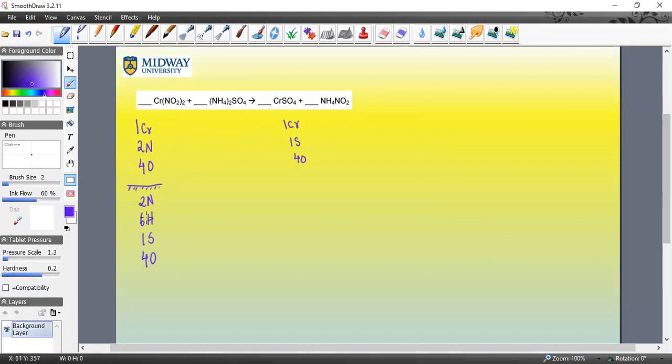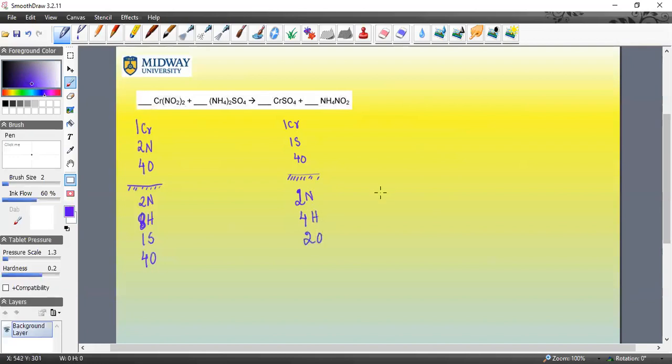Okay, I think I've made a mistake here. This should have been 8 hydrogens. Okay, because there's 4 times 2. Okay, so that's your upper tier. Let's get our bottom tier. So it's 1 nitrogen. All right, actually there's 2 in there. 2 nitrogens, 4 hydrogens, and 2 oxygens.